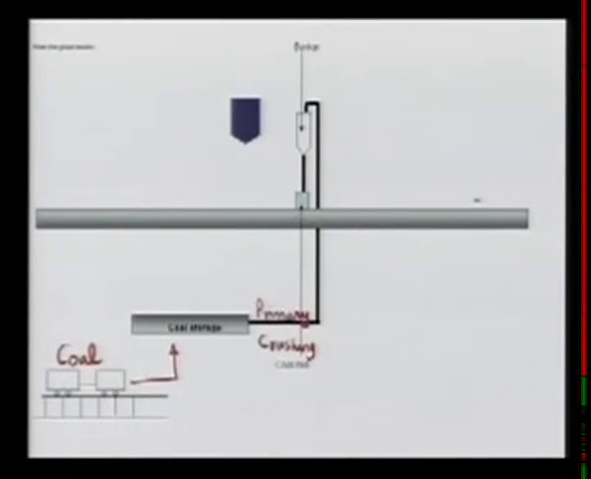Now once the coal is sufficiently fine, because we are not talking a great deal about combustion engineering, what we are saying is that once the coal is powdered, the technical terminology is, from the coal mill what we get is what we call pulverized coal. So this pulverized coal can be used now for combustion to obtain the energy.